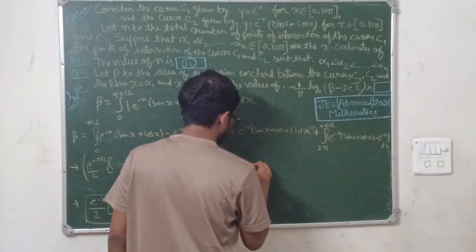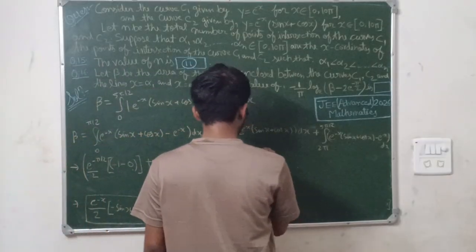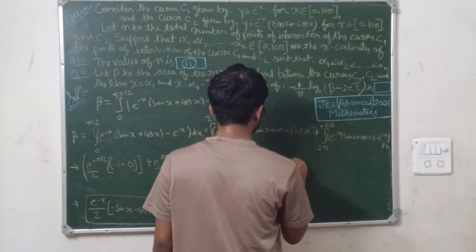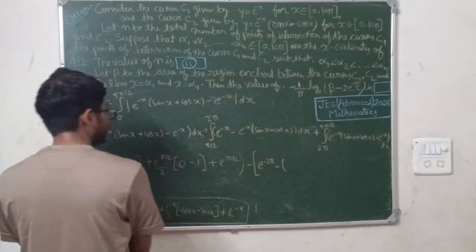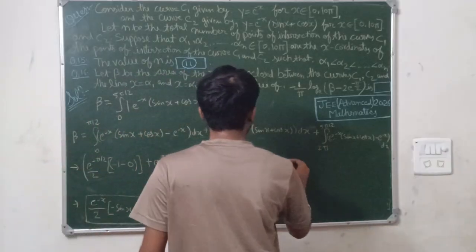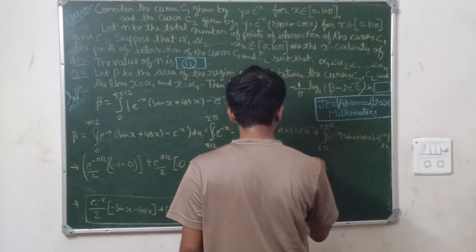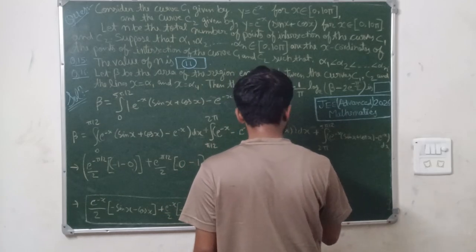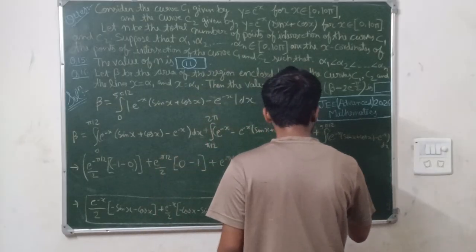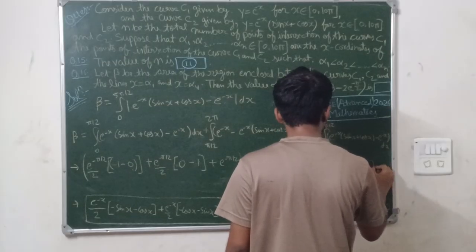Now for the second part, you will apply e to the power minus x into e power pi by 2. So this will be e to the power minus 2 pi, minus, this will be again this one. So it will be e to the power minus 2 pi by 2, sine 2 pi is 0, cos 2 pi is 1, plus e to the power minus 2 pi by 2 cos 2 pi is 1, and this is 0.